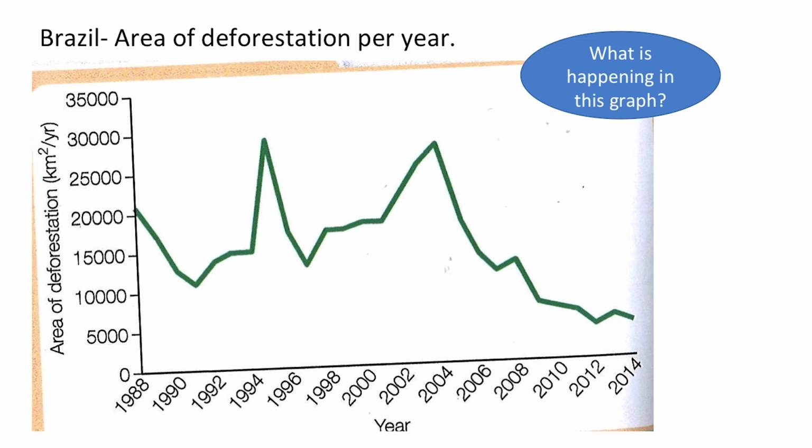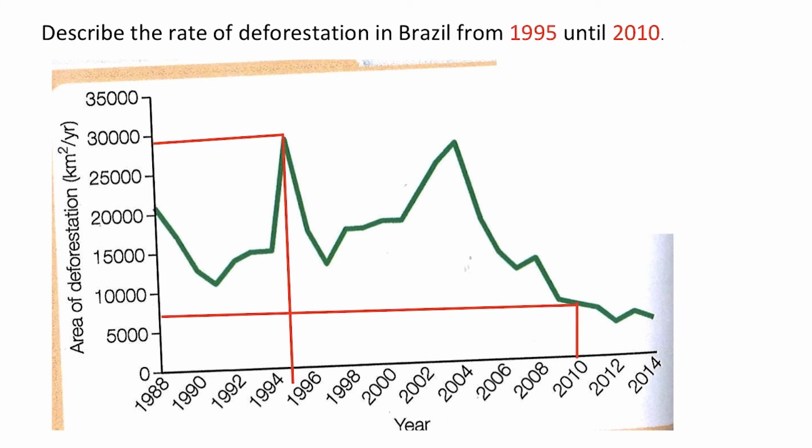This graph is trickier in that there's a fluctuation, increases and decreases over those years. I have to be careful not to confuse the examiner. I mustn't write it goes up and down and up again. I must consider the overall trend, and the overall trend is that there has been a decrease in deforestation in kilometres per year. Let's take a look at the graph a little bit more carefully.